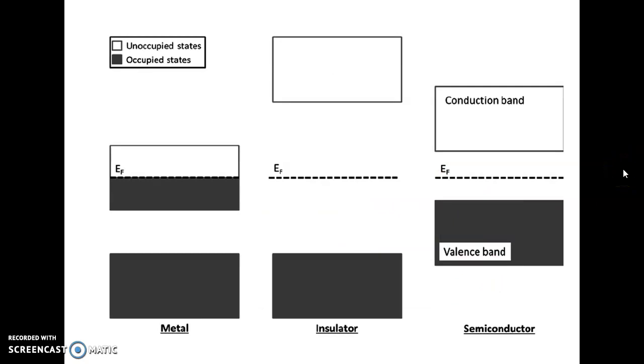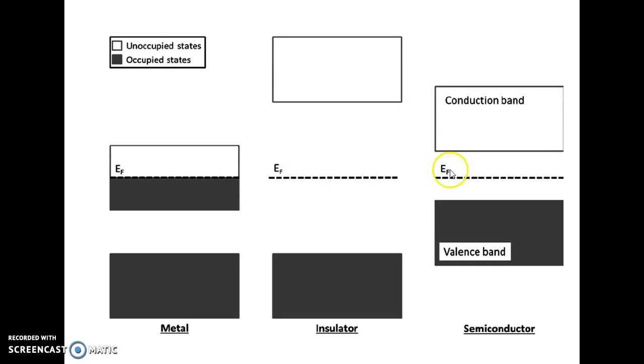Another important term I want to discuss is E suffix F. E suffix F is the Fermi energy level. What is the Fermi energy level? It is the energy level occupied by all electrons at 0 Kelvin. So keep that in mind. It is the energy level occupied by the electrons at 0 Kelvin.